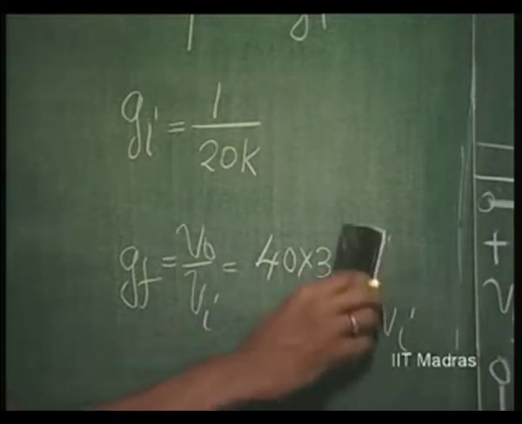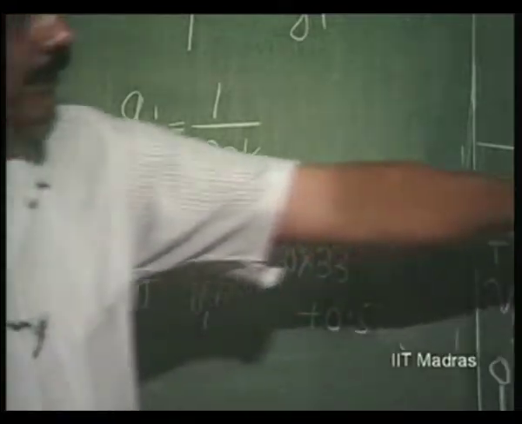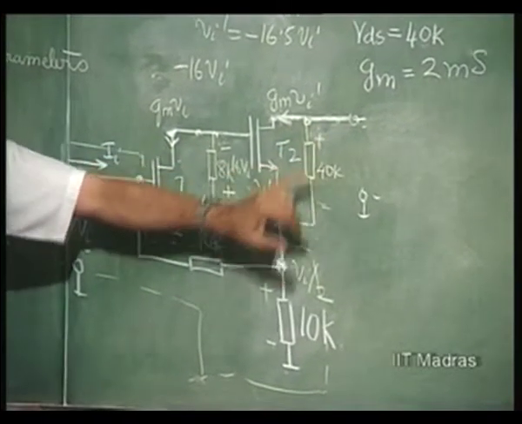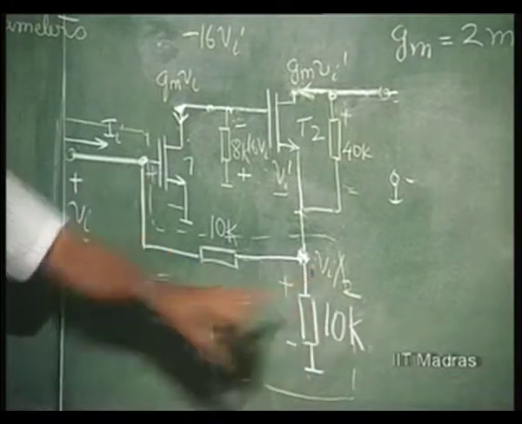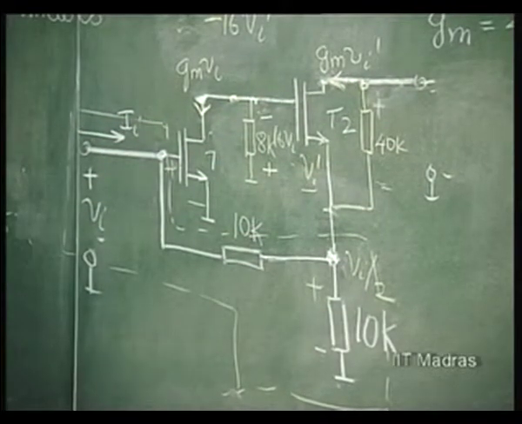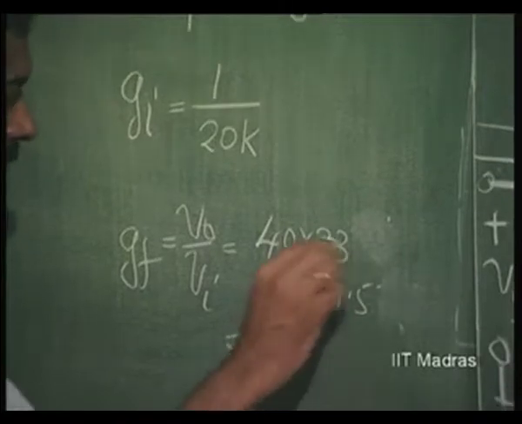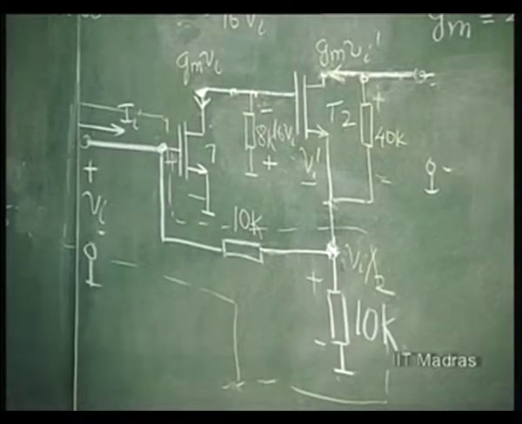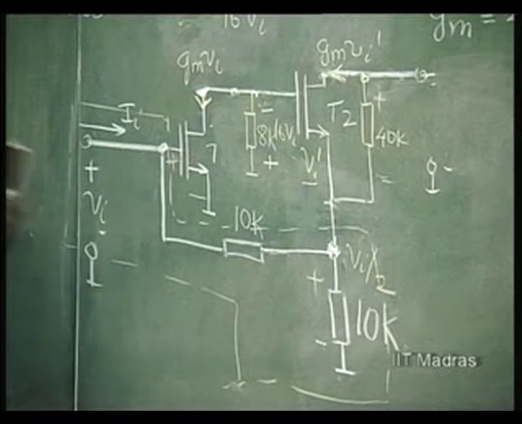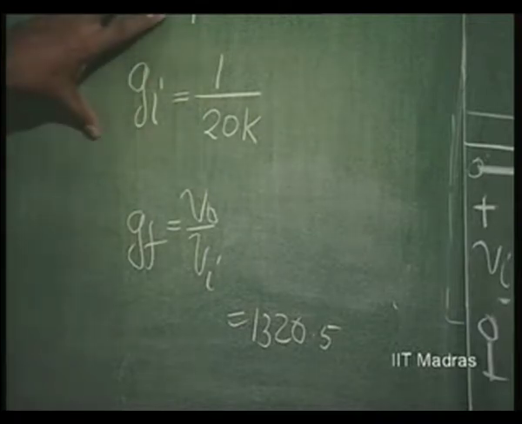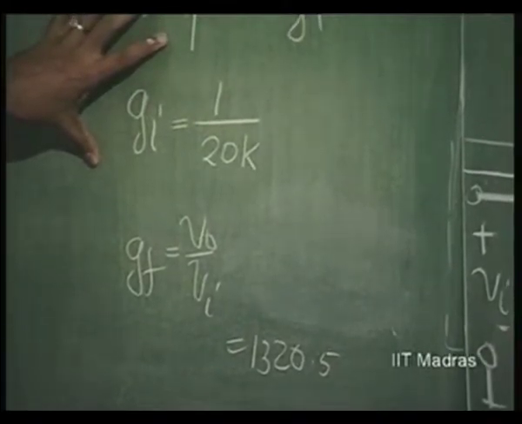So that is really the gain V naught over Vi. V naught is open circuit voltage from here to ground. So we have 40 times 33 Vi, positive negative here, and Vi by 2 here. So 40 into 33 plus 0.5 Vi is the total output voltage. So basically we can even ignore this, because this is 1320 and the contribution due to this forward path is only 0.5. So we have now evaluated Gf. So 1320.5. So this is the parameter Gf.